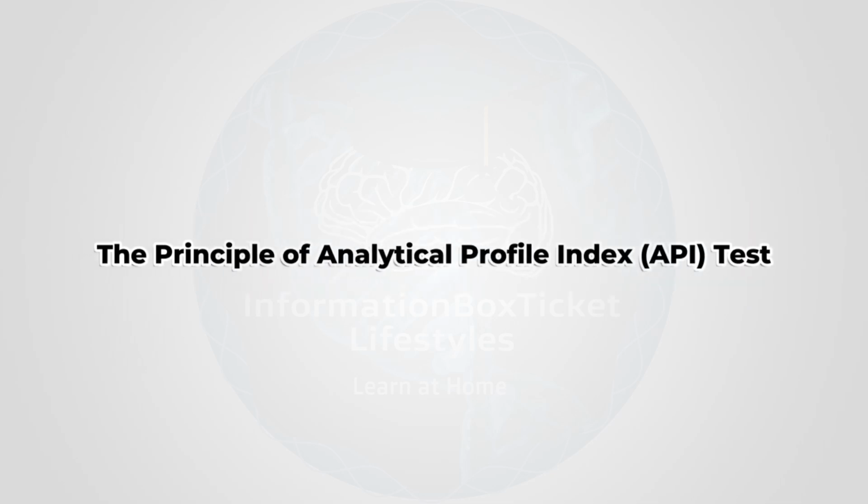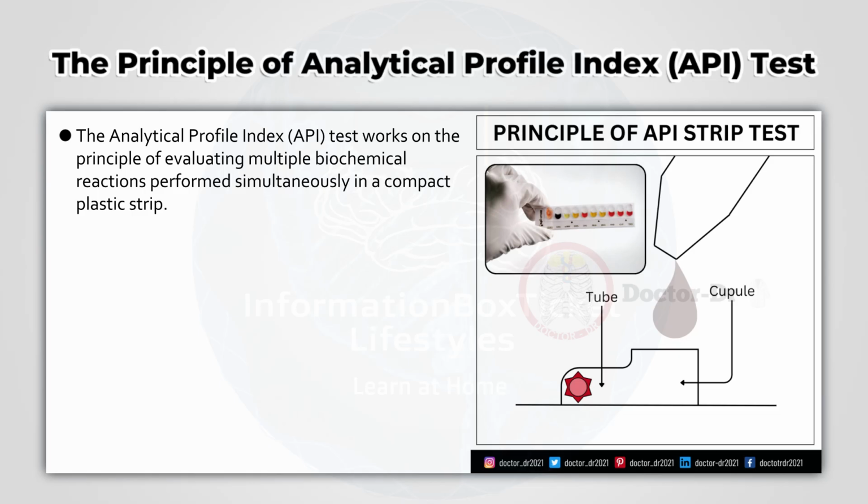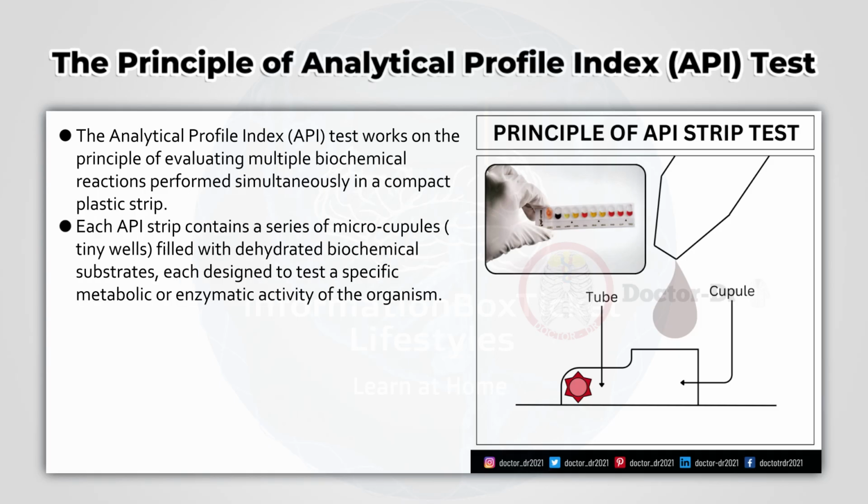The principle of Analytical Profile Index, API, test. The Analytical Profile Index, API, test works on the principle of evaluating multiple biochemical reactions performed simultaneously in a compact plastic strip. Each API strip contains a series of microcupules, tiny wells, filled with dehydrated biochemical substrates, each designed to test a specific metabolic or enzymatic activity of the organism.